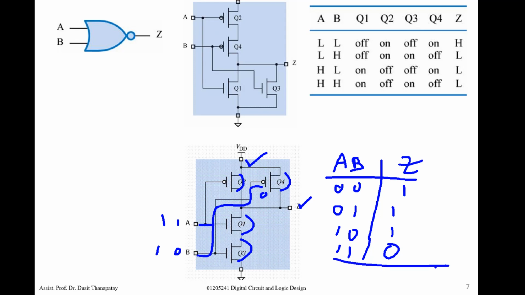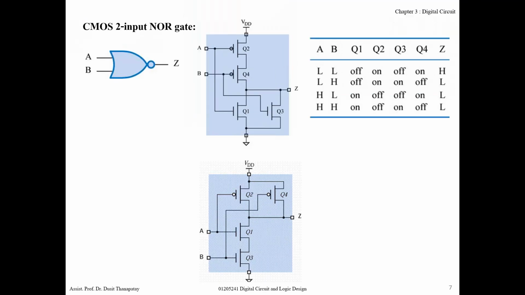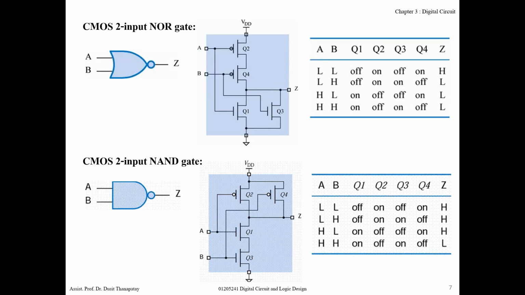After that, you just consider again what kind of function this circuit has. So for this one, it's a NAND gate.